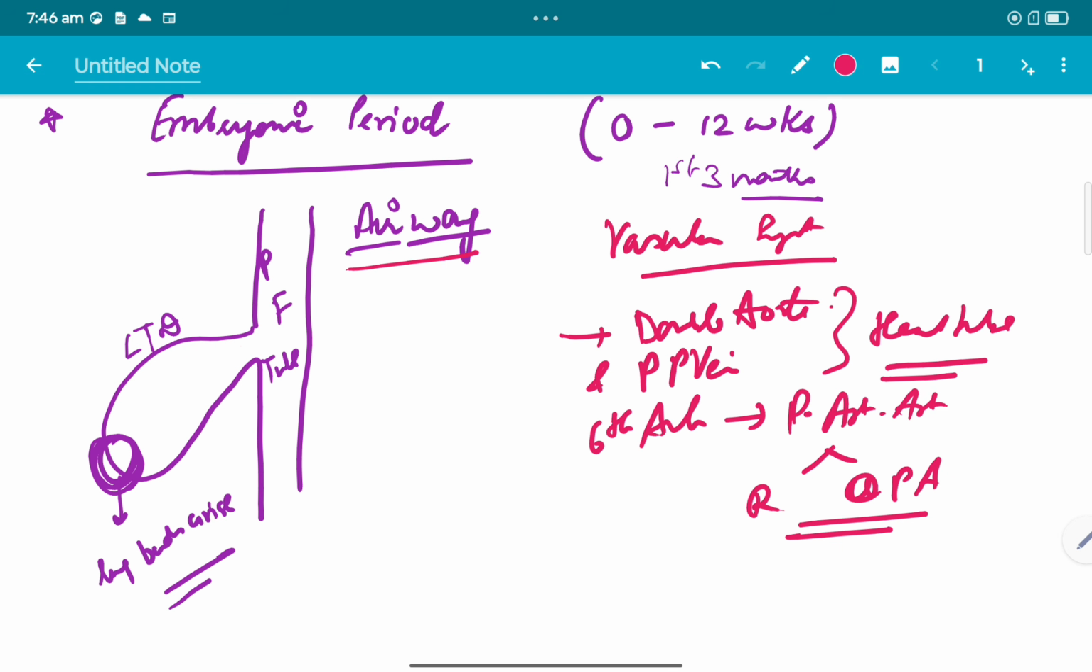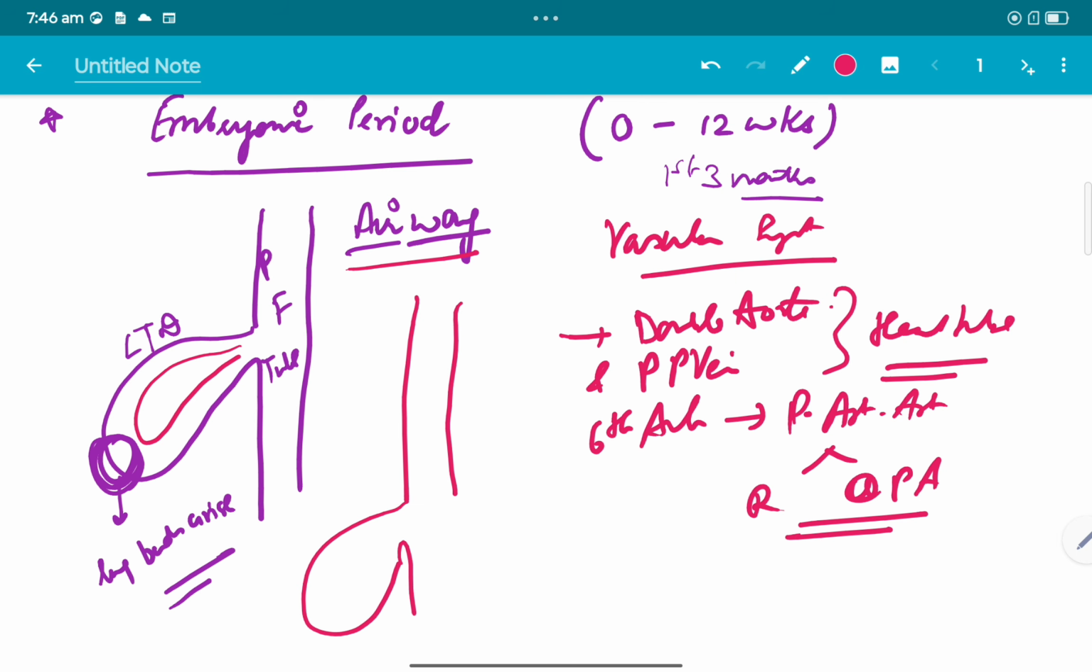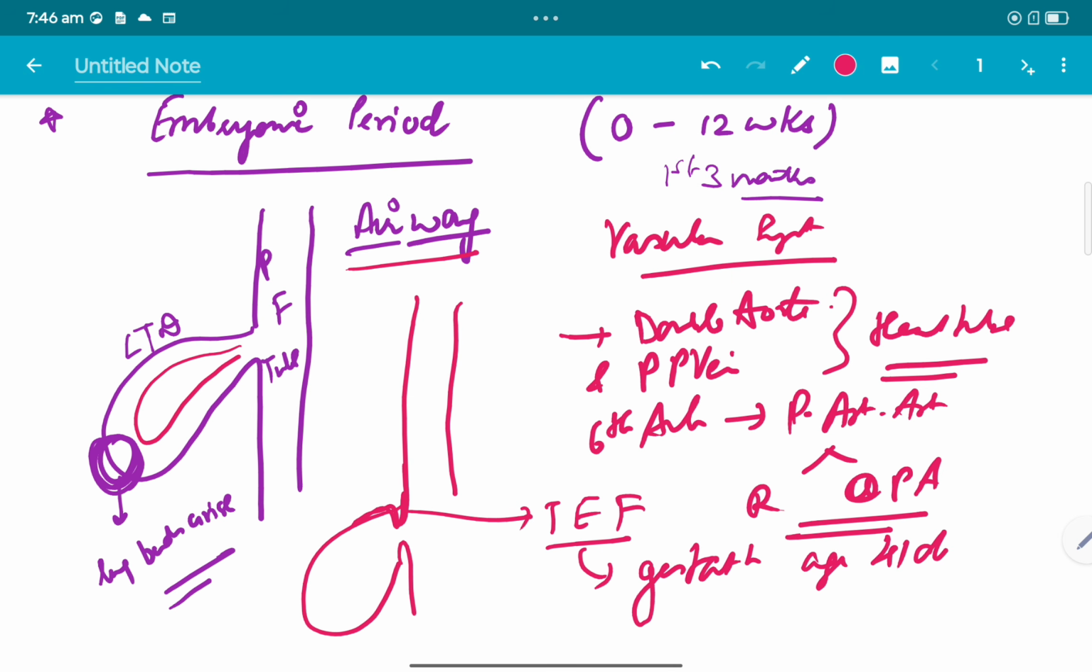In the airway, as you already have told, there is a formation of laryngotracheal diverticulum along the primitive foregut tube. This laryngotracheal diverticulum towards day 41, there develops a fold from caudal to the cephalic end. This fold is called as tracheoesophageal fold. It forms by the gestational age 41 days.